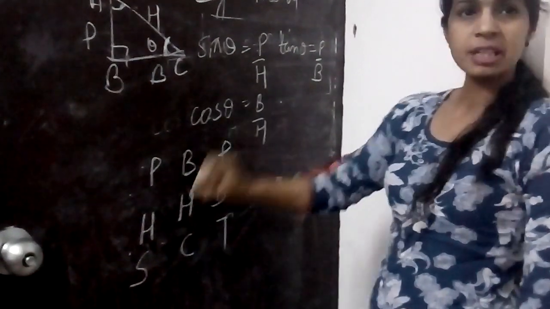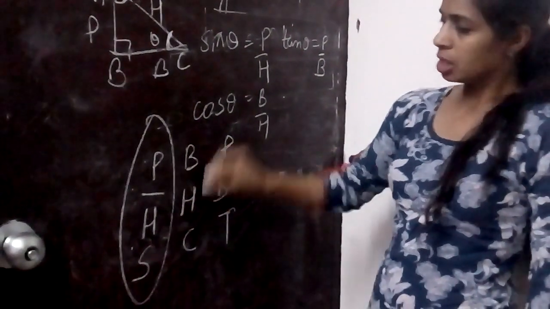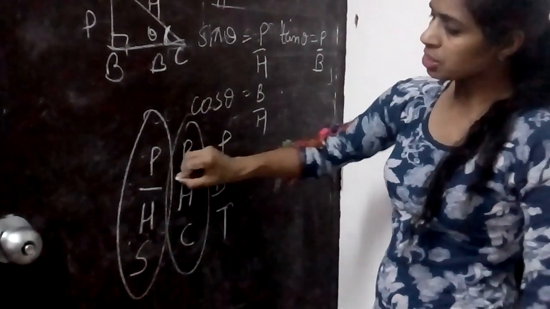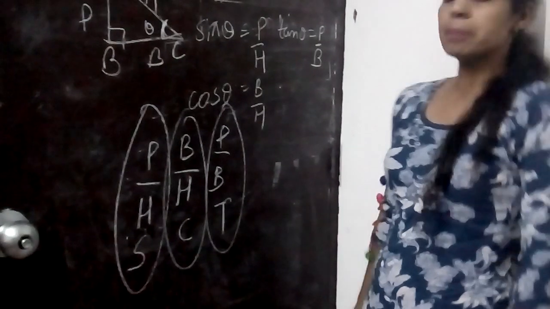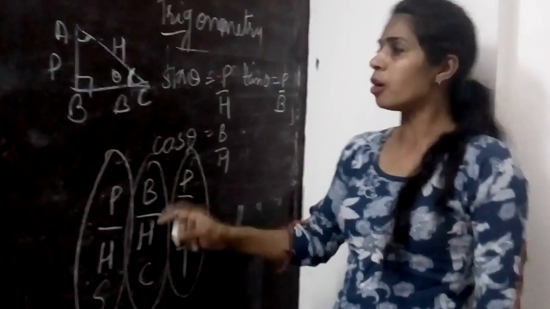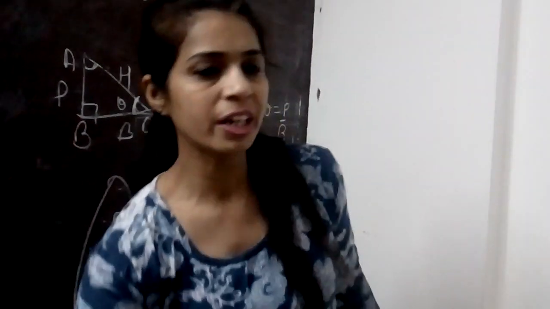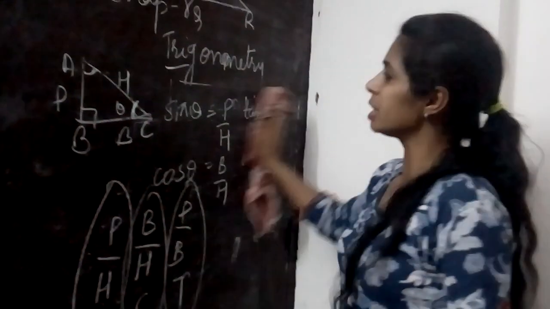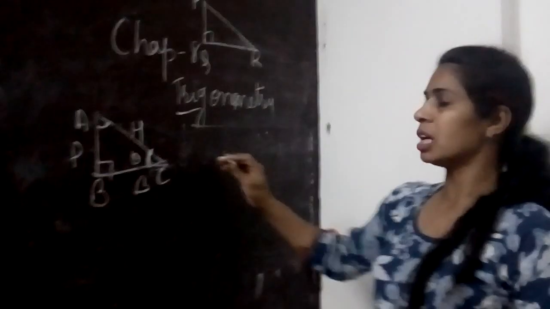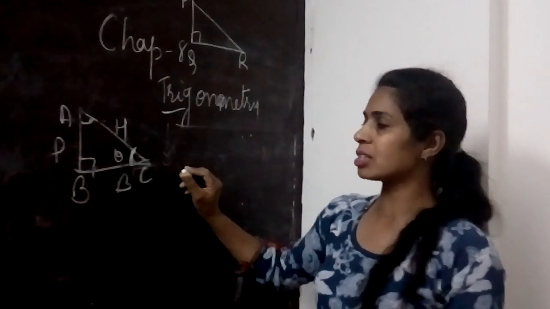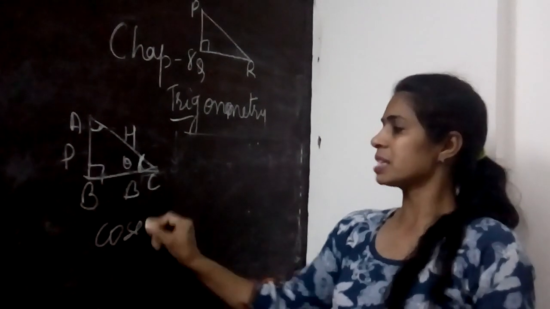If you read this carefully, sine is given by P by H, cosine, that is cos, is given by B by H, and tangent is given by P by B. So this is a short form of learning these three trigonometric ratios. Now you must be wondering, why am I using only these three trigonometric ratios? It becomes very easy if you learn these three, because the rest three are just the reciprocals of the three terms that we have learned.